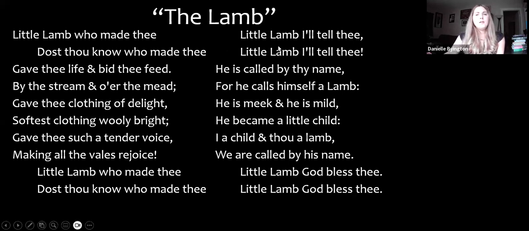And he goes on to say that it's God and it's the Holy Trinity. "He is called by thy name, for he calls himself the Lamb. He is meek and he is mild." So the lamb, he's talking about God or the Holy Trinity. The lamb is a byproduct of all these things created on earth.